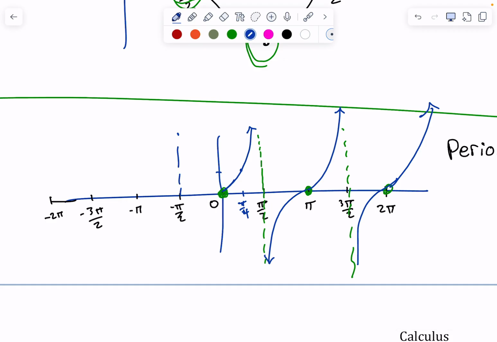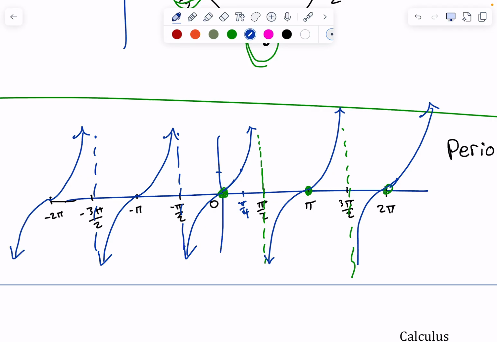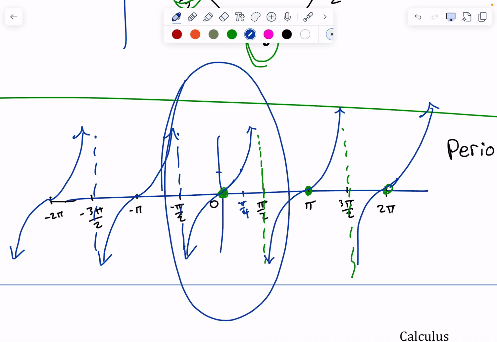Same thing with negative. He has a vertical asymptote here and here, and he goes like this. There you go, that's what it looks like. How many periods did I draw? 5. Because this is one period right here. The first main period of tangent goes from negative pi over 2 to positive pi over 2.